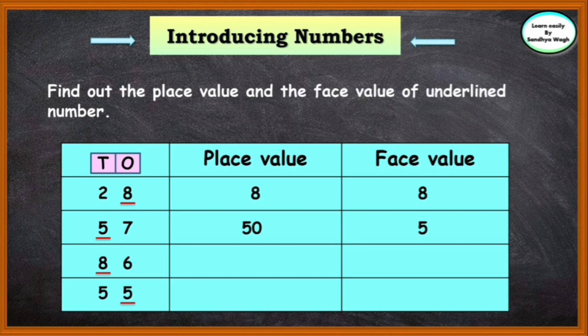Here, the next number is 86 and the underlined digit is 8. So, children, 8 is in which place? Yes, 8 is in tens place. 8 tens means 80. So the place value of 8 is 80. And the face value of 8 is the digit itself, that means 8. Now, the next number is 55. Here, the underlined digit 5 is in ones place. So, 5 ones means 5. So, the place value of 5 is, yes, 5. And the face value of 5 is the digit itself, that means 5.